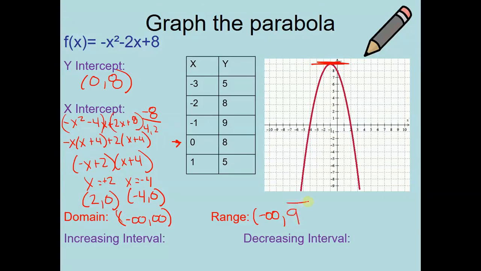So 9. Increasing interval, I am increasing from, if I draw my little car here to my middle point, negative 1. So I'm increasing from negative infinity to negative 1, because remember guys, this is talking x values. And then I'm talking from negative 1 to infinity for decreasing, because I'm going to keep going down forever.